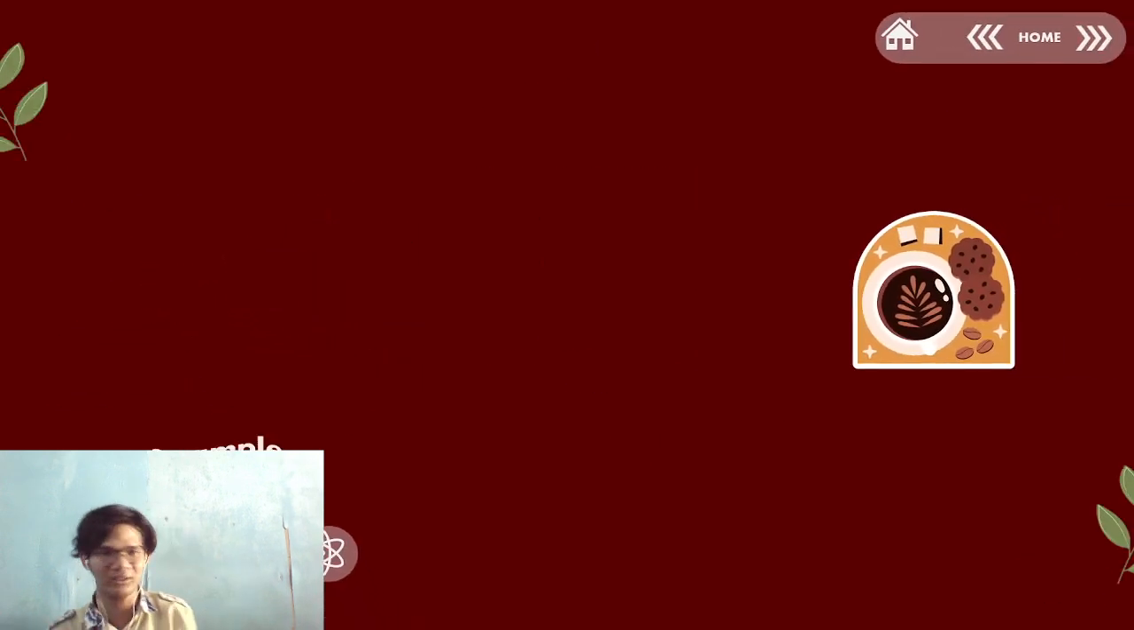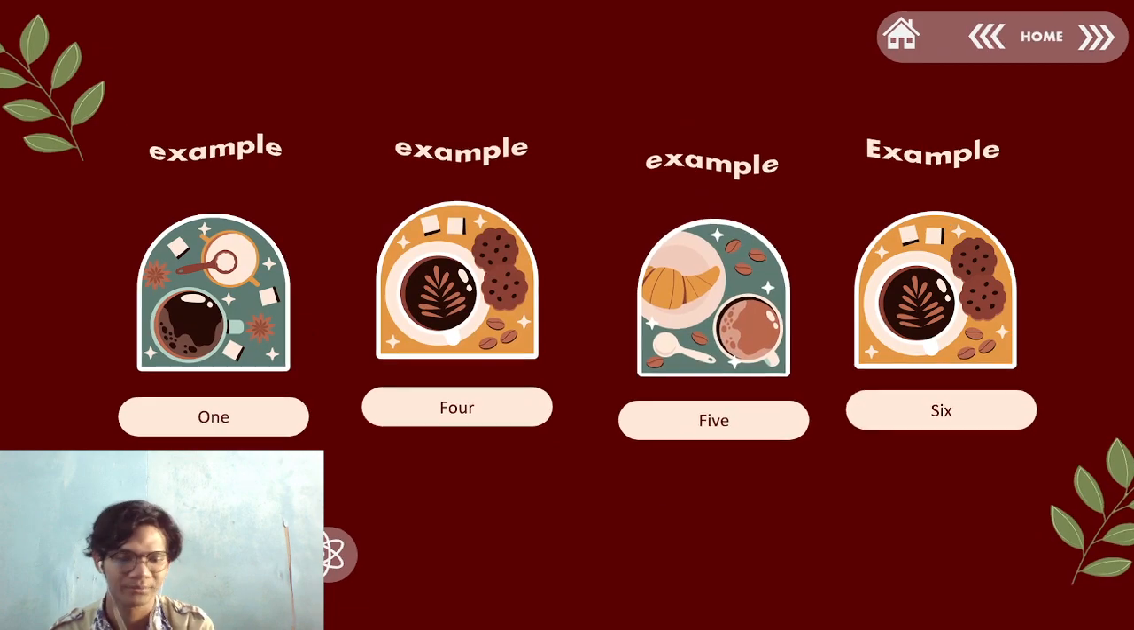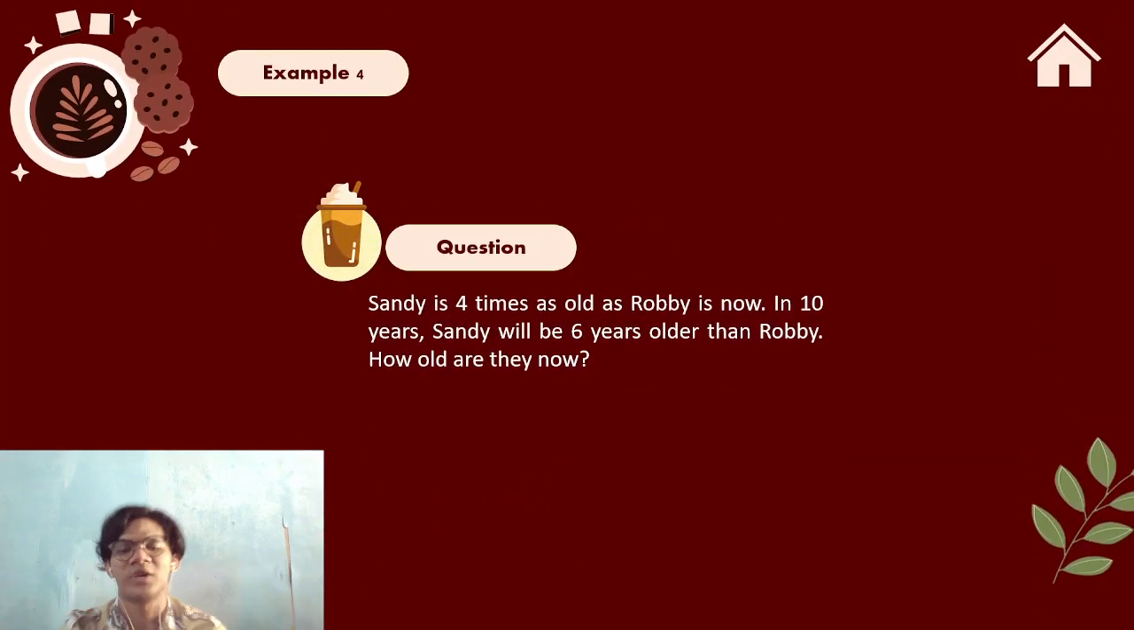Next is example 4. Example 4 is: Sandy is 4 times as old as Robbie is now. In 10 years, Sandy will be 6 years older than Robbie. How old are they now?